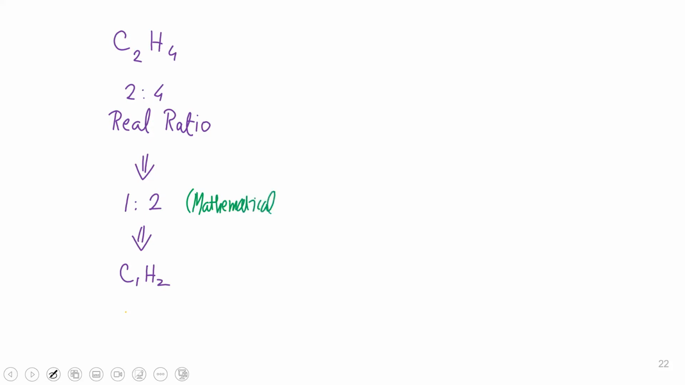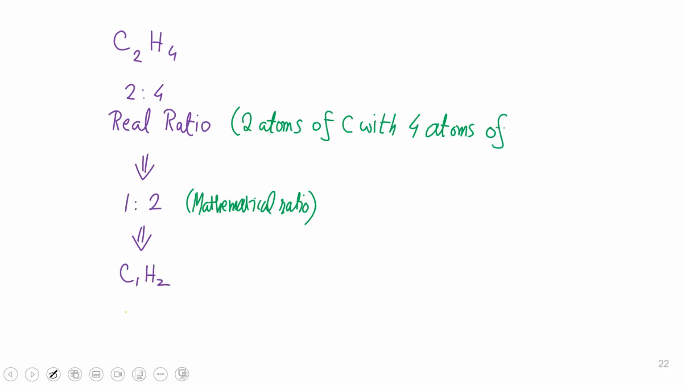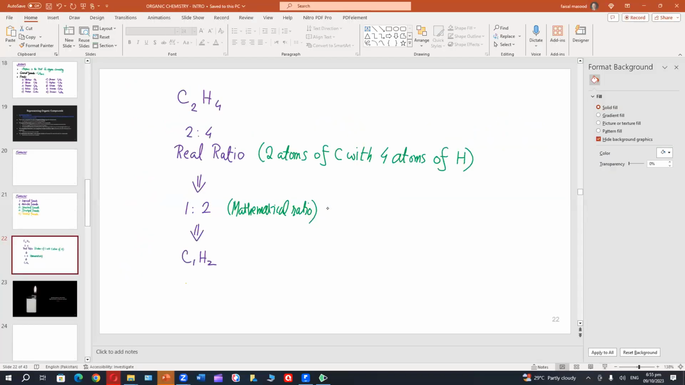If you remember from earlier chemistry classes, when chemistry started, what these numbers show, 2, 4, 6, these numbers show the number of atoms. So real ratio means what? Real ratio means 2 atoms of carbon with 4 atoms of hydrogen. Can you understand this point, what is actually the purpose of the formula?